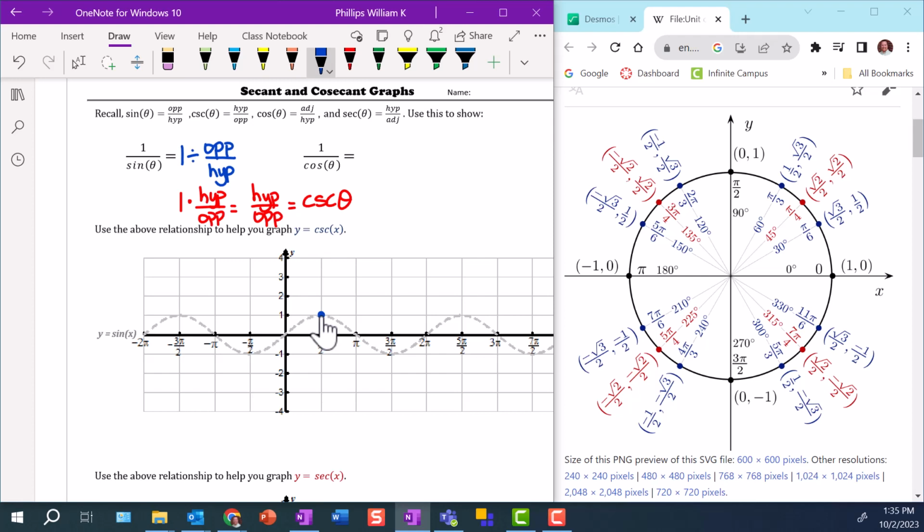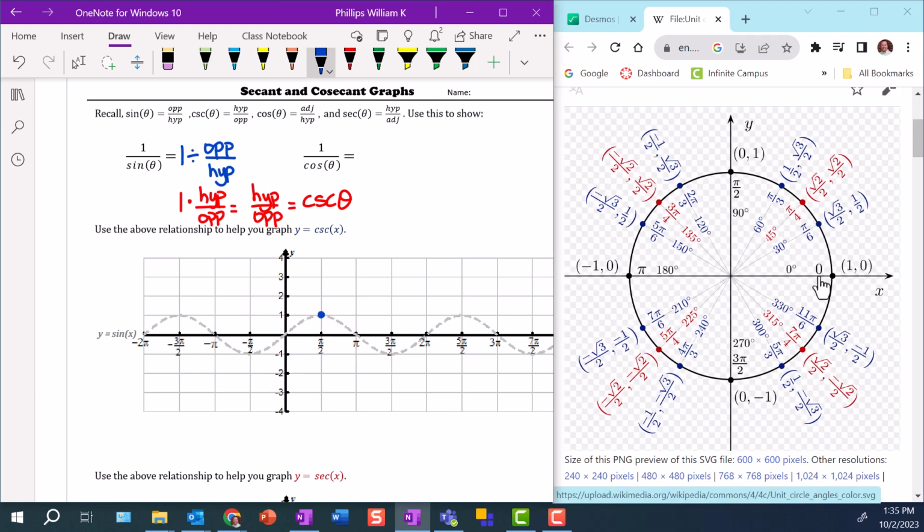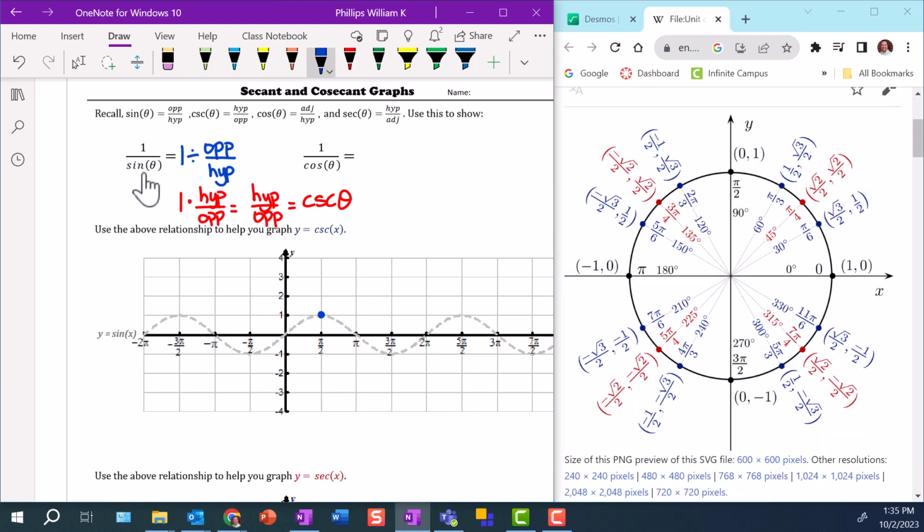Now, we're going to do another easy one. What if we started at 0? If I start right here, what is sine of 0? Well, that's going to be the y value. What's the y value at 0? 0. So what's 1 divided by 0? Well, that is undefined. So how do we express an undefined value on a graph? We do that with an asymptote. So here we are going to have an asymptote at 0. We're also going to have another asymptote at pi.